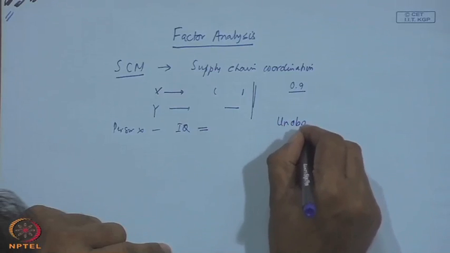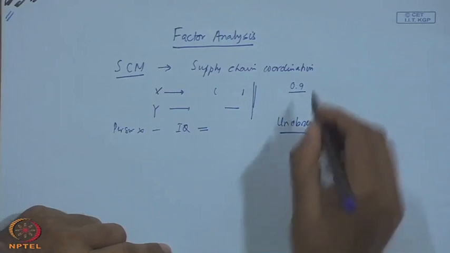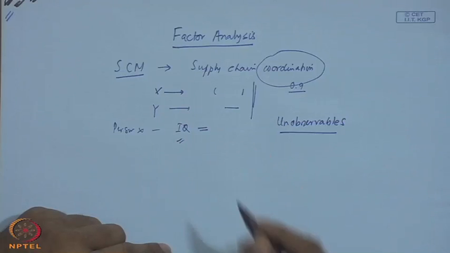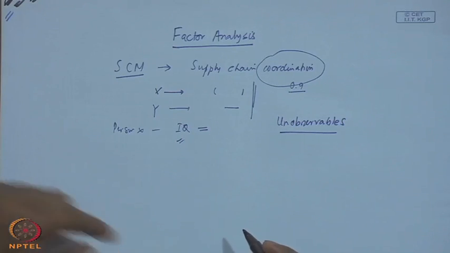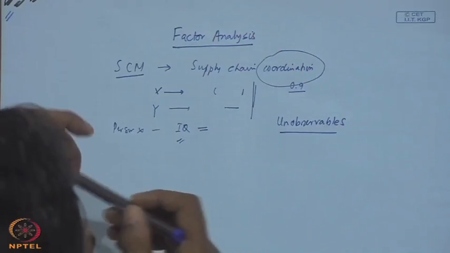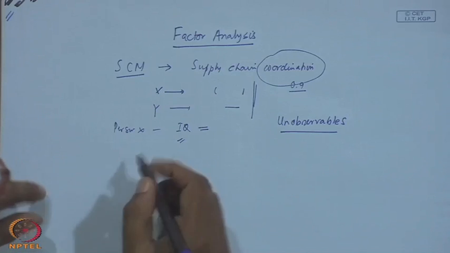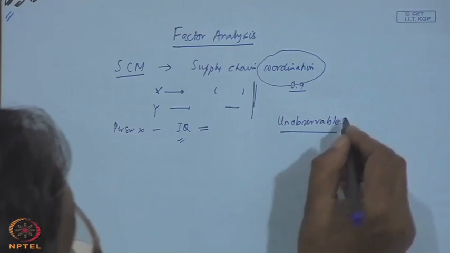It is a soft thing. For example, supply chain coordination is also a soft thing. Your mental measurement of human intelligence is not visible. These are all basically unobservable things. I can say coordination is unobservable. You cannot directly go and measure it. Intelligence is also unobservable. Then the question comes, how do you measure such unobservables? There are certain techniques, and factor analysis is one of them, and probably one of the best techniques used in measuring unobservables.